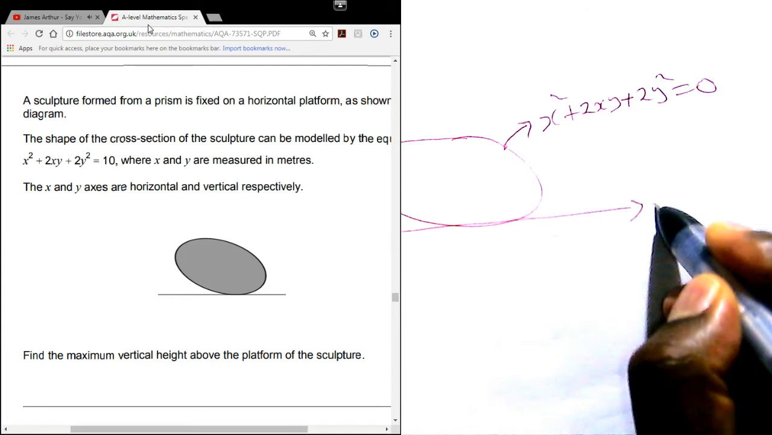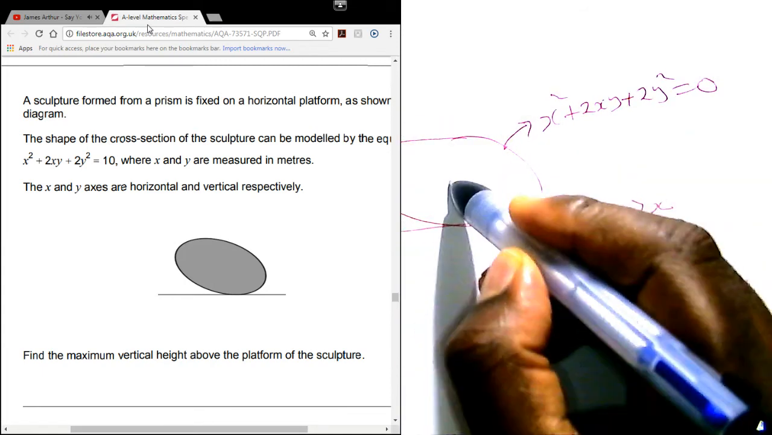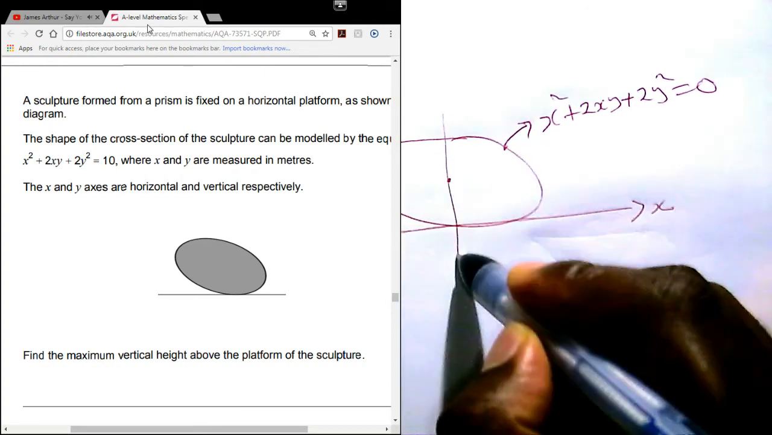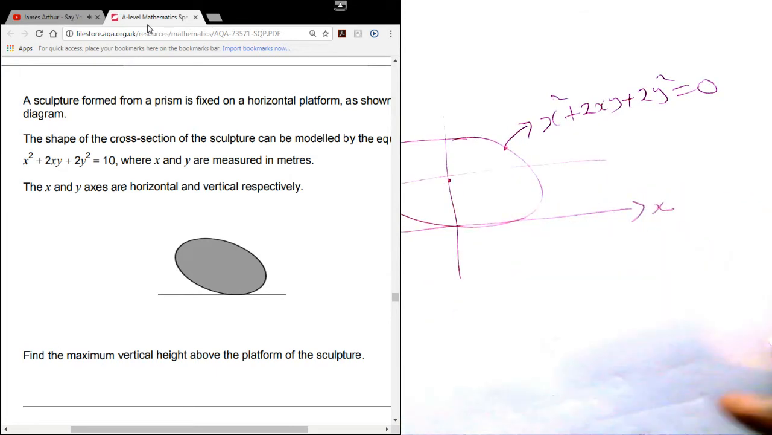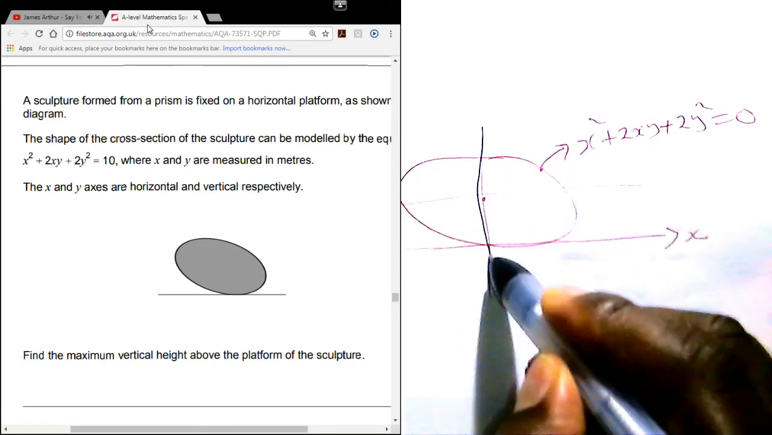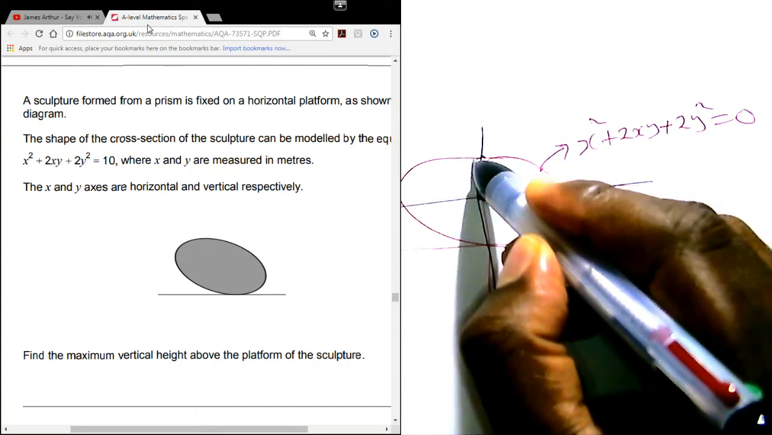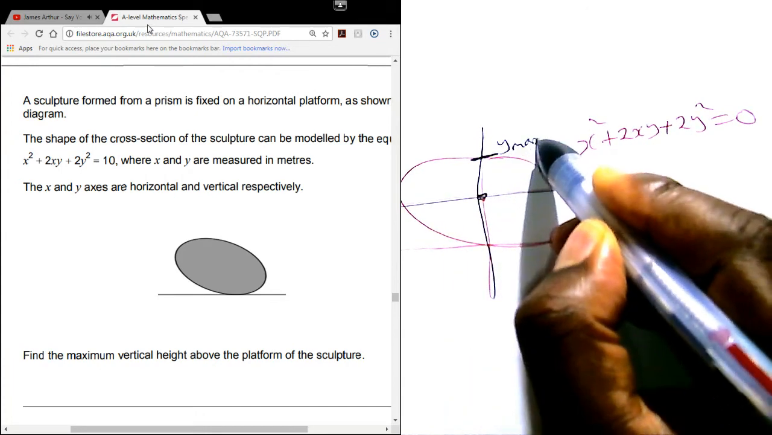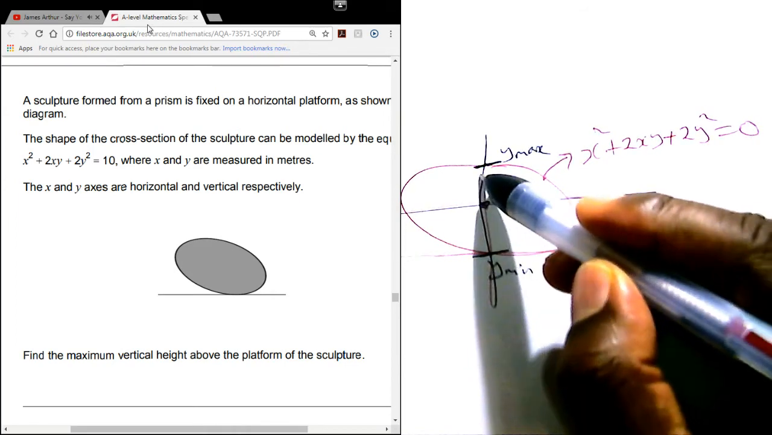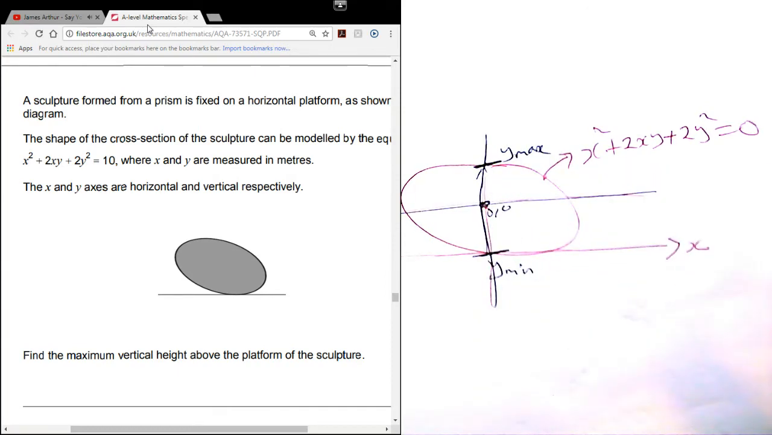Usually this is the x-axis and that's the y-axis, but mind you, they've been very careful about this. They actually did not put the origin at the bottom. The origin is there. If you've not solved questions like this before, you might be lost. Usually the origin is somewhere halfway. So if that's the peak, y max, and this is the trough, y min, then the vertical distance will be y max minus y min.